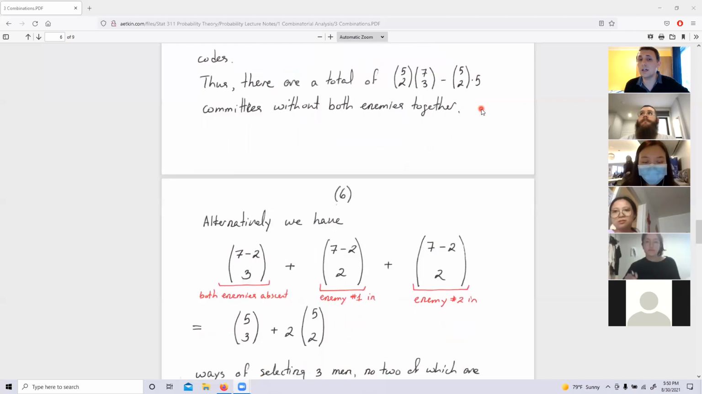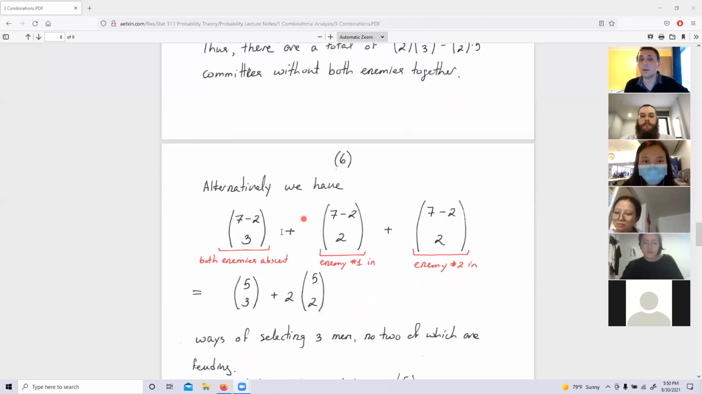Another way, guys, to do that is as follows. I can consider the situation where both enemies are excluded, enemy number 1 is in and enemy 2 is out, and the converse, enemy 2 is in and enemy 1 is out. So if both enemies are excluded, it's 7 minus 2 choose 3. Do you agree? I need to choose 3 people. They are none of the people 1 and 2. So I have 7 minus 2 choose 3, 5 choose 3.